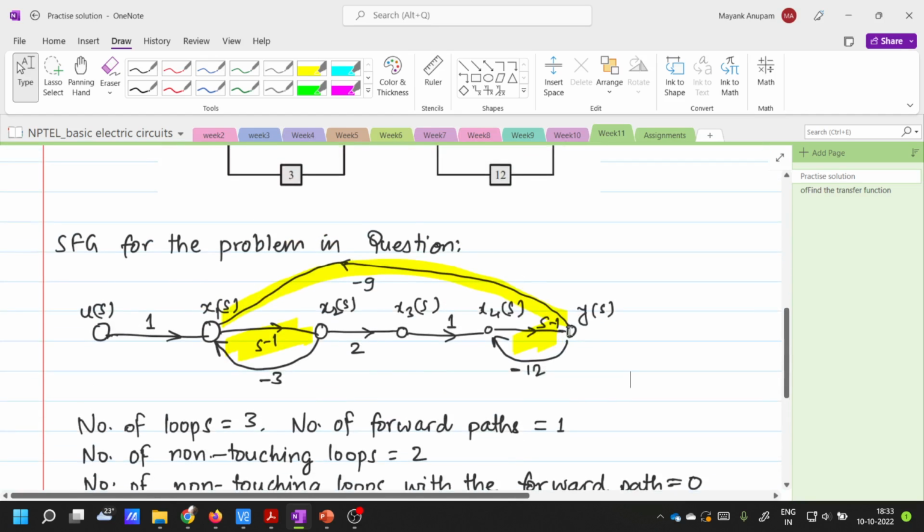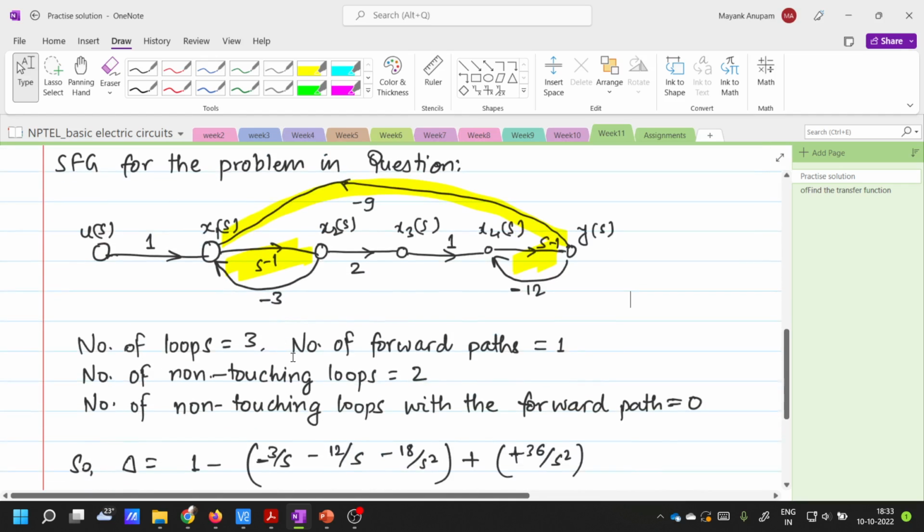So this is all that you need to do here. Since you have this signal flow graph here, the first and foremost thing that you need to do is to find out delta. And for finding out delta, you have to find out how many loops are there, how many non-touching loops are there, and all. So in this case, you see there are 3 loops, right? This is one loop, this here, s inverse times -3. Then there is another loop here, x4 to y, s inverse times -12. This is another loop. Then there is the third loop here. So this goes from x1 to x2 to x3 to x4 to y of s and back to x1. This is another loop. So there are a total of 3 loops in this case.